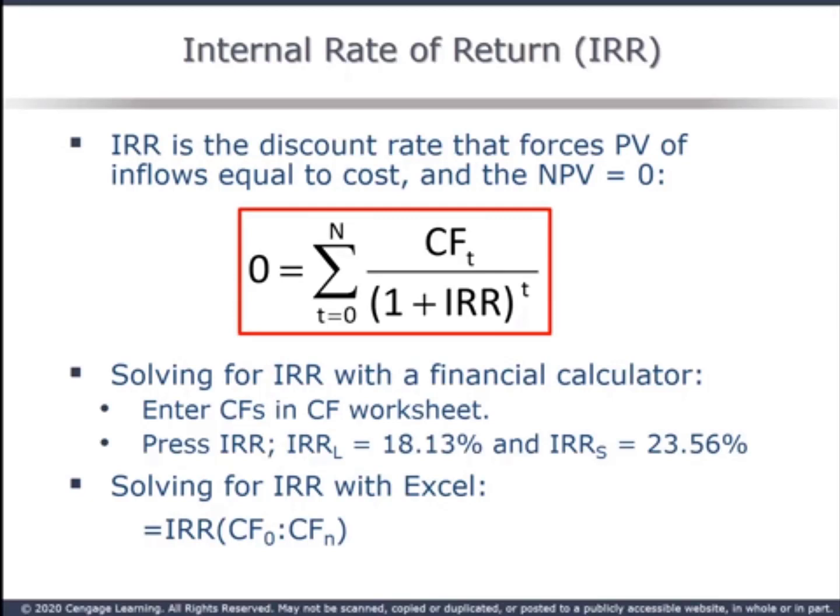In the TI Business Analyst 2, enter the cash flows just as you did to solve for NPV. Or if you just solved for NPV, the values are still in the CF worksheet. Instead of pressing NPV, press IRR and then compute. In Excel, the IRR function allows you to enter a guess, but it's not required. And the IRR function does expect the entire cash flow range, from CF0 to the end.